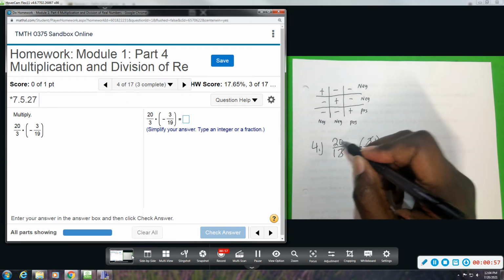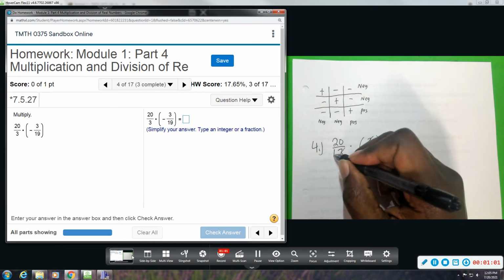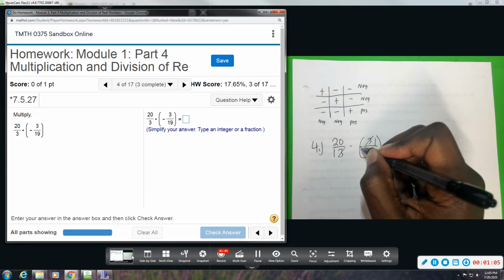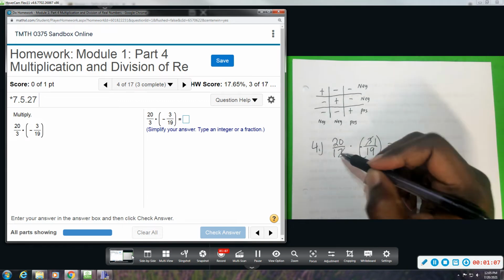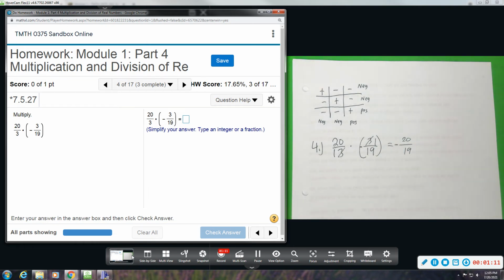And so when you do 20 times 1, you get 20 on the top, and then 1 times 19, you get the 19. Don't forget our negative here, okay? So it's a positive times a negative, you end up with the negative. So we get negative 20 divided by 19.